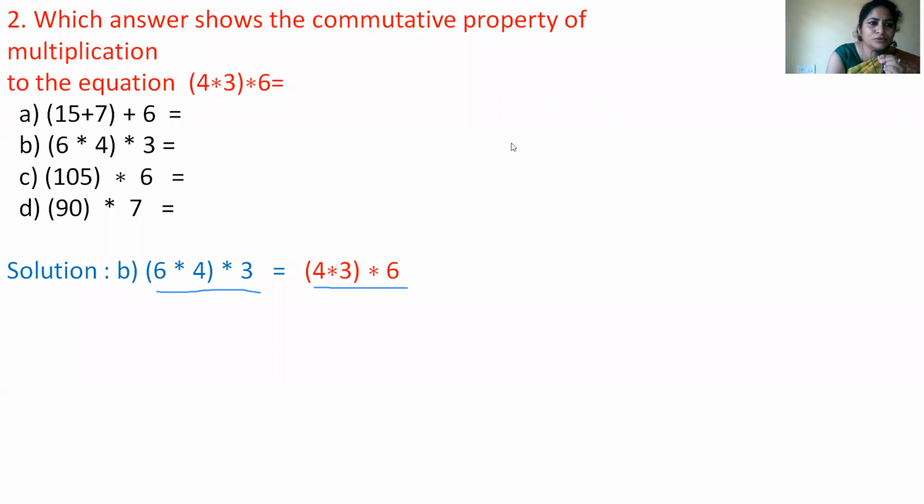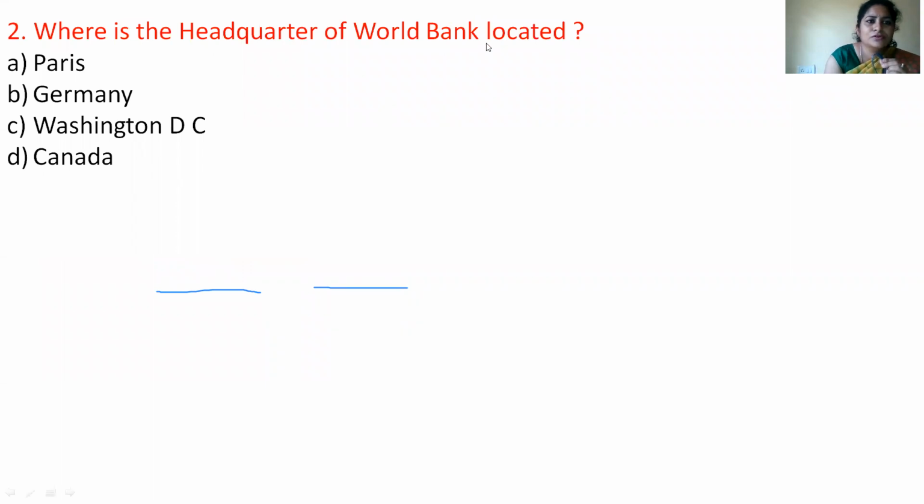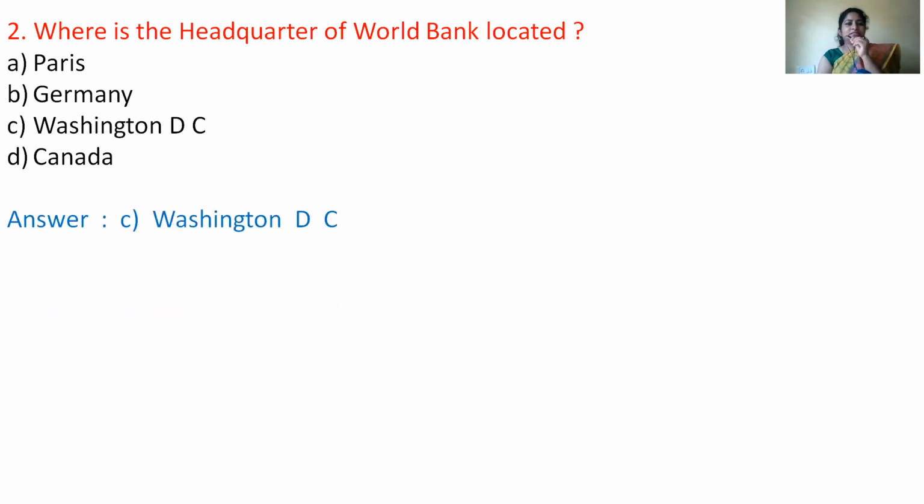So now we shall move to the general knowledge question. Where is the headquarters of World Bank located? The given options are A, Paris, B, Germany, C, Washington DC, and D, Canada. So the answer is C, Washington DC.